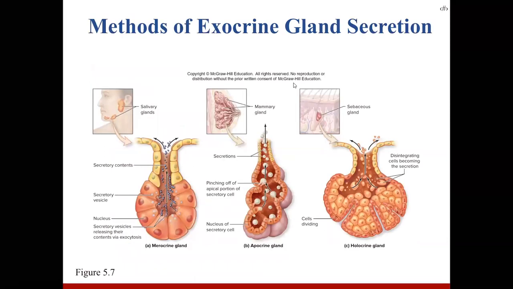So here's a picture of them. Here's merocrine, and it's just exocytosing and dumping this stuff out. Here's apocrine. See how this is kind of popping off of here, and dumping that out. And then with these holocrines, the cells actually are breaking apart and the secretions are coming out. So sebaceous glands, mammary glands, and salivary glands.